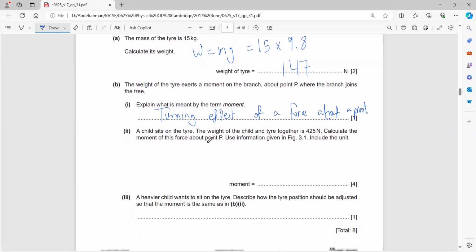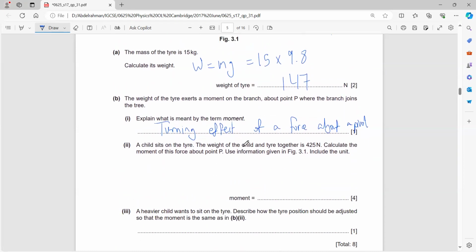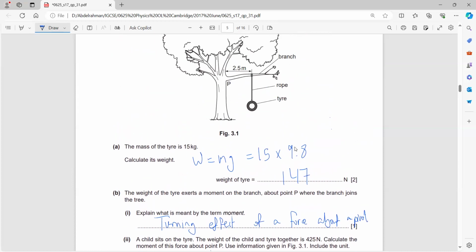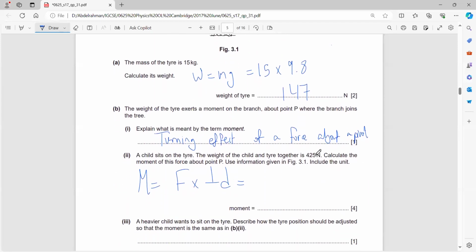Okay. How can I calculate the moment? The weight of the child and the tire together is 425. Calculate the moment of this force. Moment equals force times perpendicular distance. What's the force? 425. What's the distance? 2.5 meters. Yeah, I need the unit. 425 times 2.5 would give me a total moment of 1062.5 or 1063. It's okay.